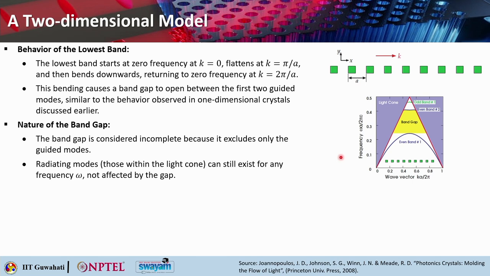Now let us understand what is the nature of this band gap. The band gap is considered incomplete here because it excludes only the guided modes. Whatever is happening here are basically radiating modes, because those are within the light cone, but those can still exist for any frequency omega, and they are not affected by this gap. You can see that the light cone exists for all the frequencies, and that is why this kind of band gap is basically an incomplete band gap. If you try to recollect the complete band gap we have seen, that was there for all the values of k. So it was going from the left to right boundary. But here it is not like that.